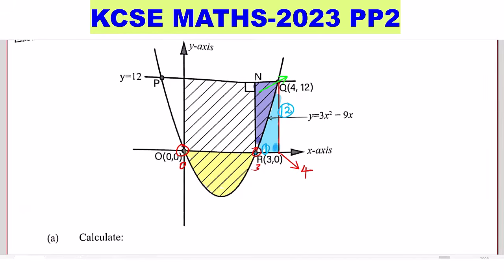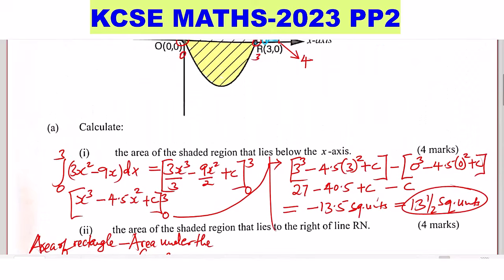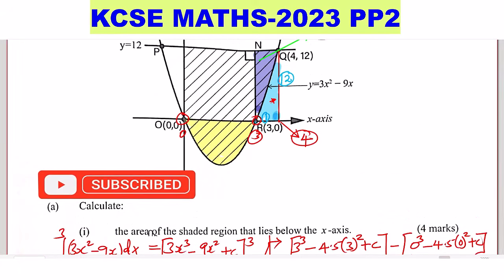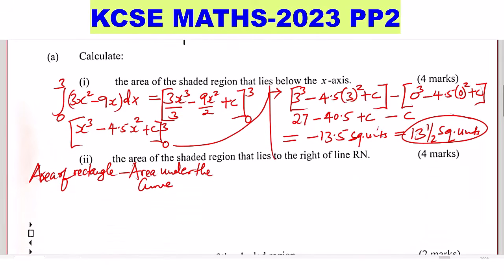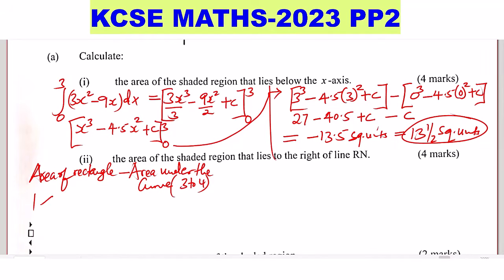Don't forget that. So this is what we are required to get. This is the required area, and this one shall be obtained by getting the area of the rectangle measuring 1 by 12, subtract the area under the curve. This is the area under the curve. So we get the area of the rectangle, then subtract the area under the curve, and you need to be careful. Area under the curve from 3 to 4. Those are the limits that you're going to use. Be very careful with that. So area of the rectangle is 1 times 12. So this will give 12 square units.